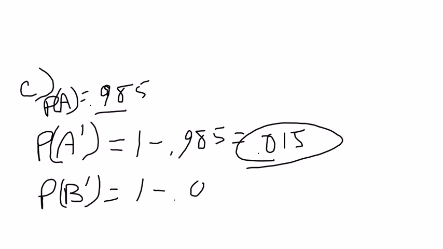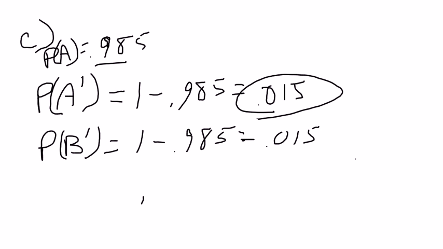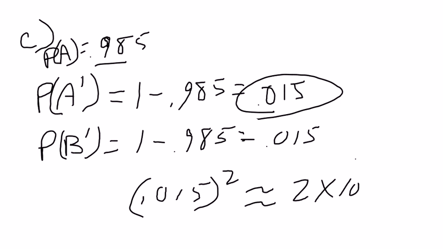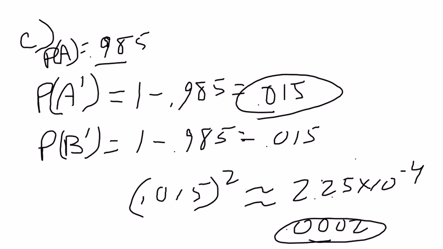1 minus 0.985, 0.015. Okay, so the probability that they both fail would be 0.015 squared. On my calculator it says 2 times 10, you know what, I'll put the whole thing down. 2.25 times 10 to the negative fourth, or 0.0002 rounded off.